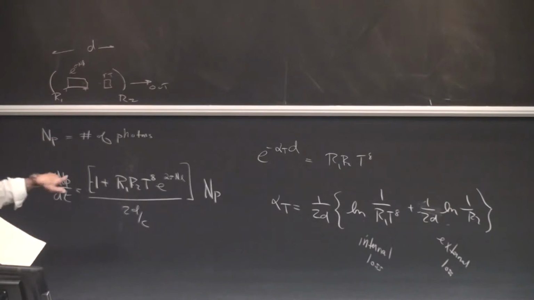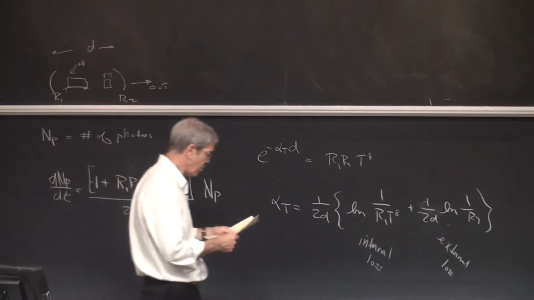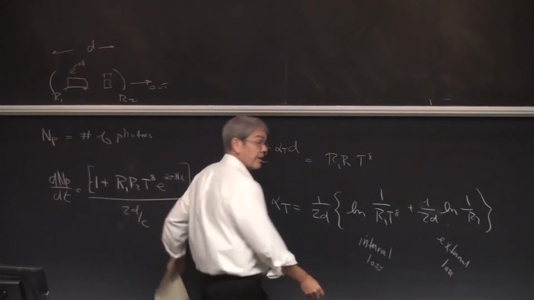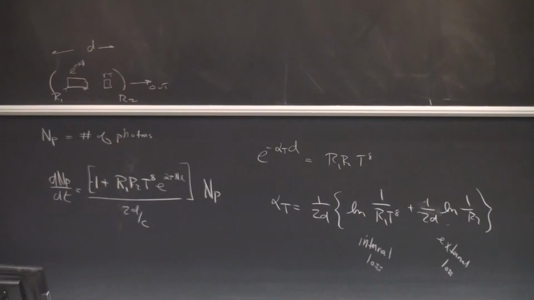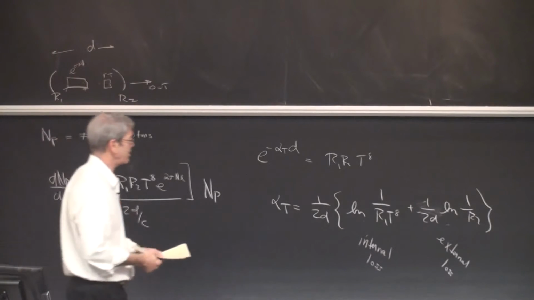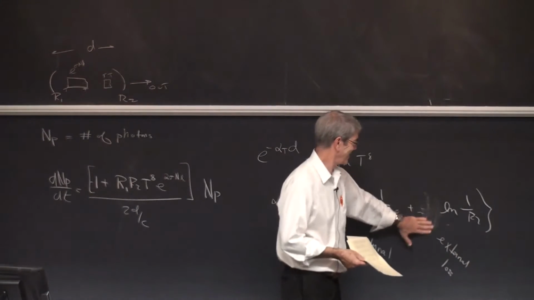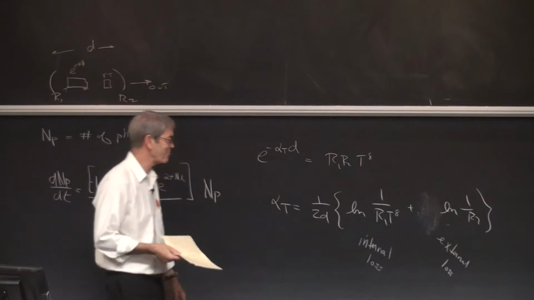Now, I've got my expression here, my gain and loss. When I look, yes? Why for the external loss are you multiplying again? Whoops. This is a mistake. Yeah, it should be inverted. I got it there.